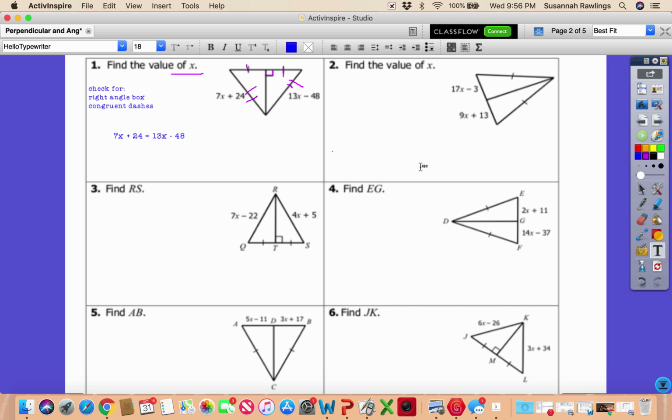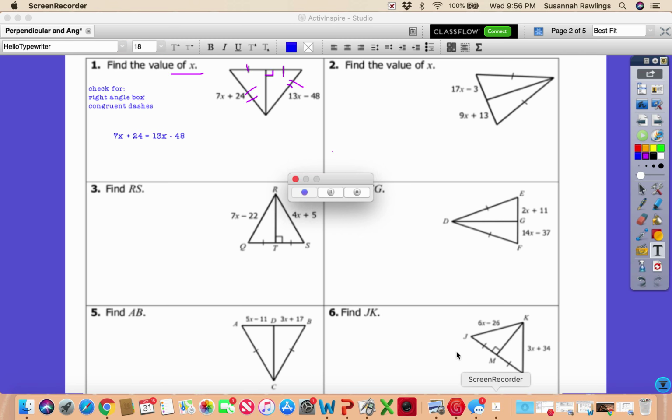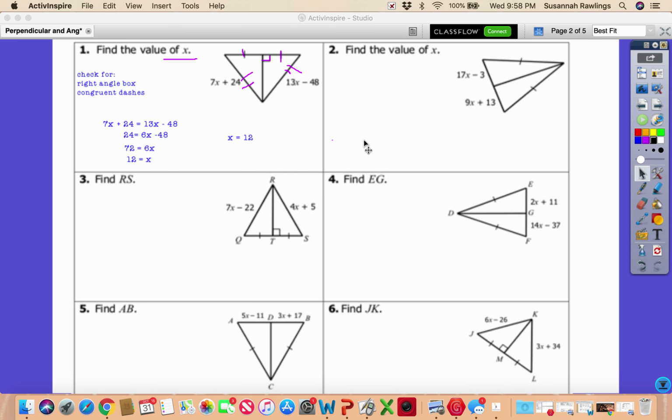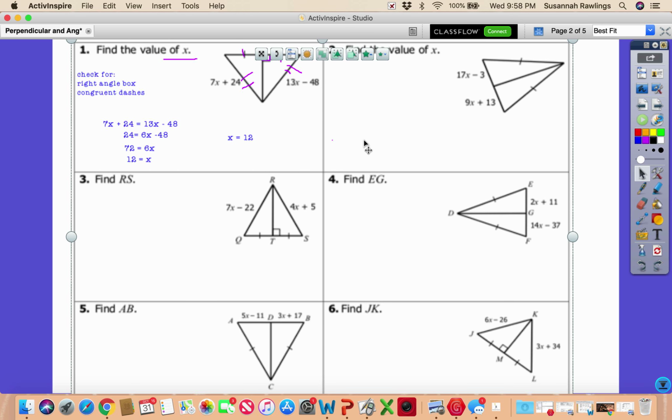From here, it's just our regular algebra, solving an equation for x. So I'm going to go ahead and solve for this one by subtracting 7x from each side, and then I'm going to add 48. So you can pause the video here and try this one before I go through the answer. Okay, so I've put up the answer here and shown my whole process of how I solve for x, but you should have ended up with x equals 12.